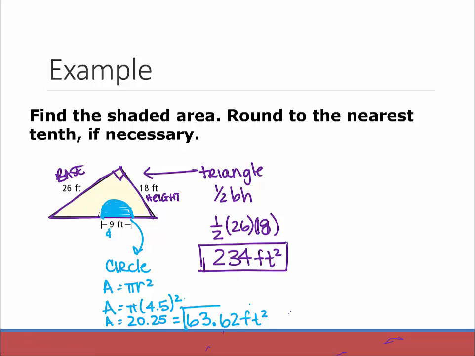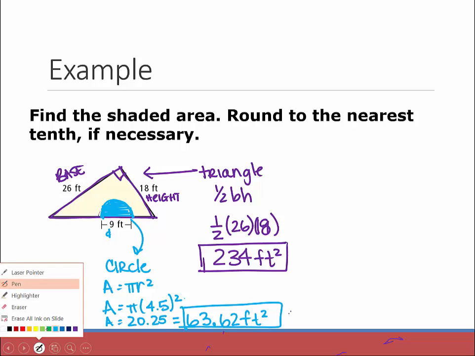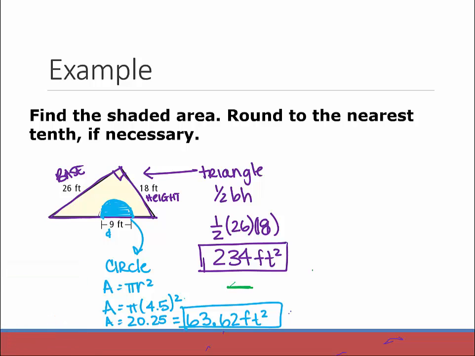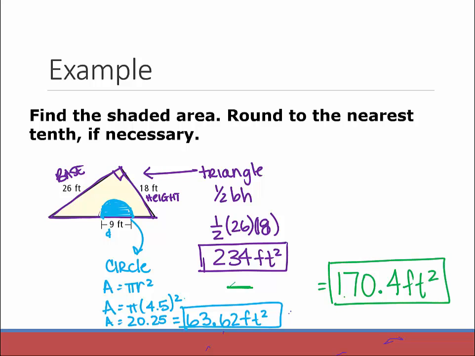This time, we're going to take these two numbers that we have here and subtract. So we end up with 234 minus that 63.62, and I get 170.38. Round to the nearest tenth, so we'll say 170.4 feet squared. And that is the triangle with the bite taken out of it.